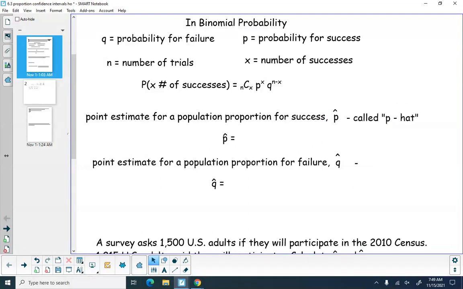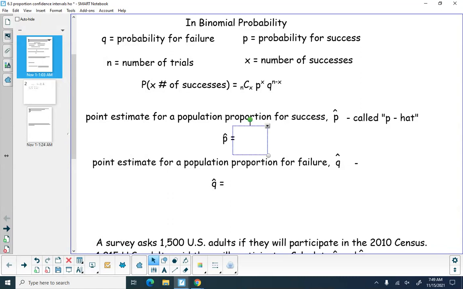This is called p hat. Put a little dome on top of it. This is called p hat. It is your population estimate. It's the point estimate. It'd be like your sample of the average number of whatever percent for or against a certain thing. It's called p hat.